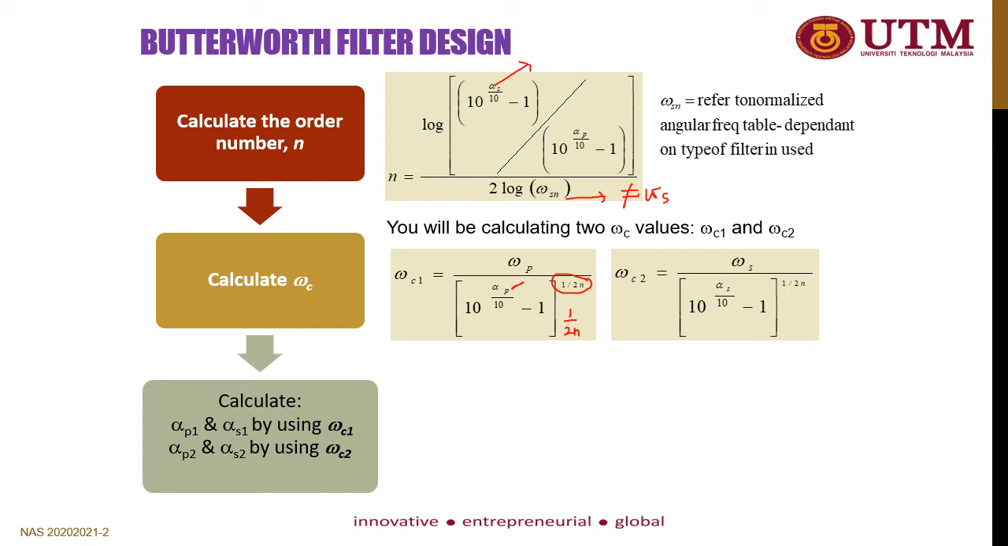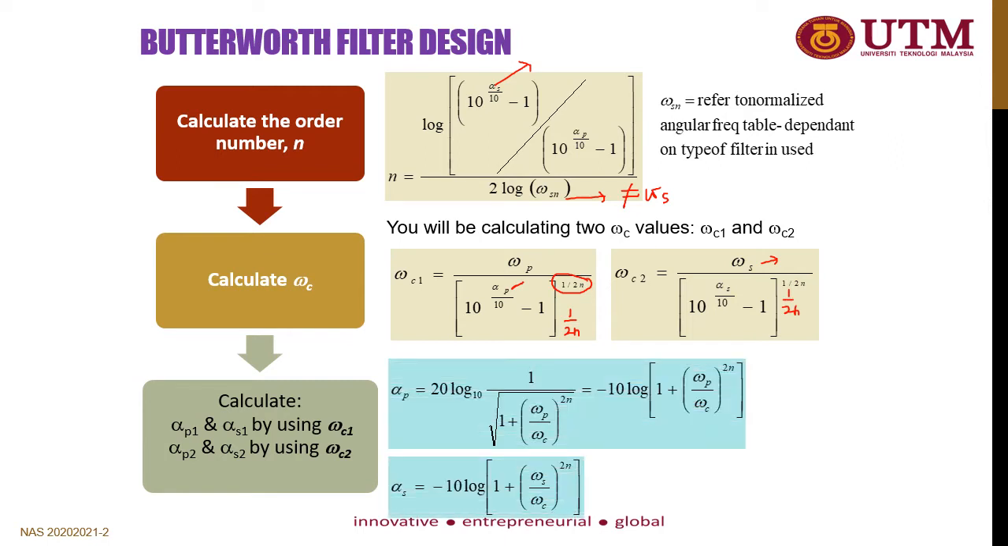And the second option to calculate omega c is using omega s, the stopband frequency, and the stopband gain in dB, and this is in radian per second. And again, this is to the power of 1 over 2n.